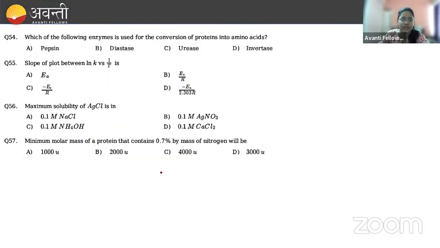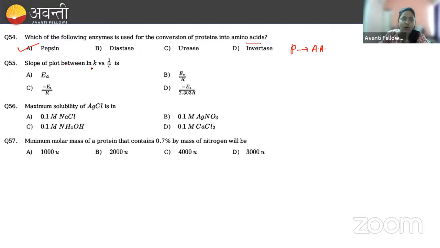Okay, let's move on to the next question. Which of the following enzymes is used for the conversion of proteins into amino acids? When proteins are converted to amino acids, the enzyme which is used is known as pepsin.